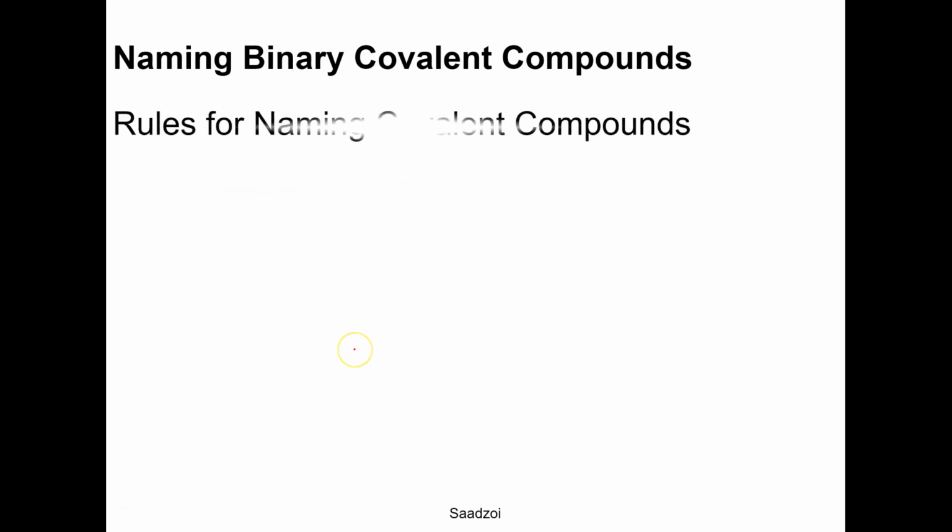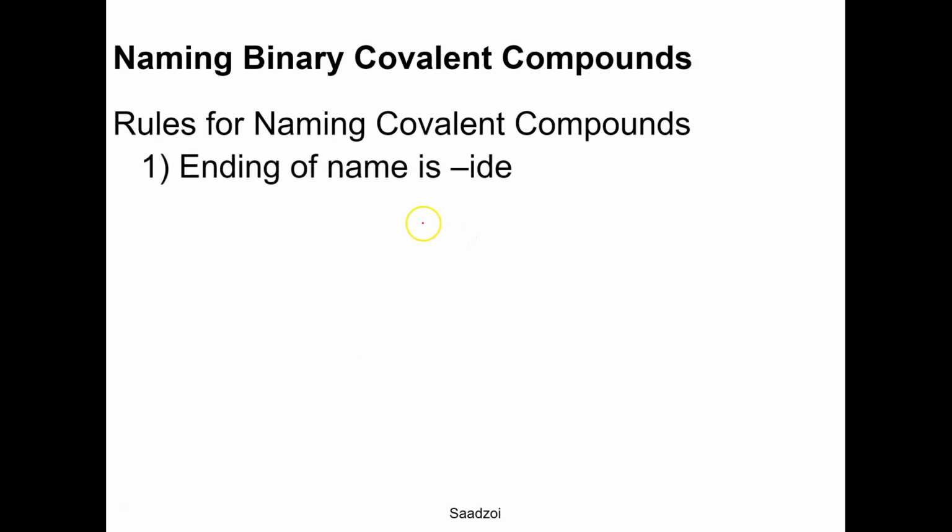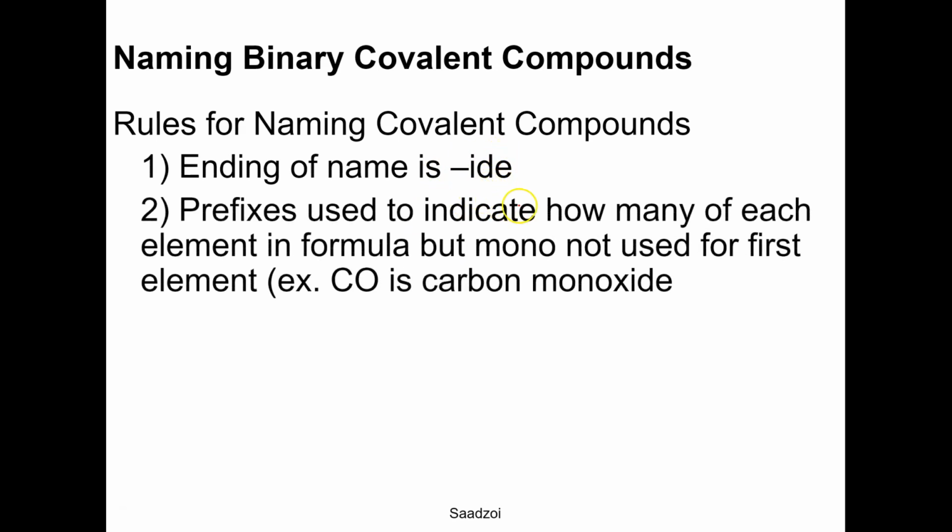All right, naming binary covalent compounds. These are compounds involving 2 nonmetals, so 2 things from the right side of the periodic table. The name always ends in -ide as usual. Prefixes are used to indicate how many of each element are in the formula, but mono is not used for the first element. So you don't call this mono carbon monoxide, you just call it carbon monoxide. So don't use mono at the beginning of a name. You can use it for the second element, but you can't ever for the first element. You just name the element, and you're implying there's one of it when you don't put a prefix in front of it.